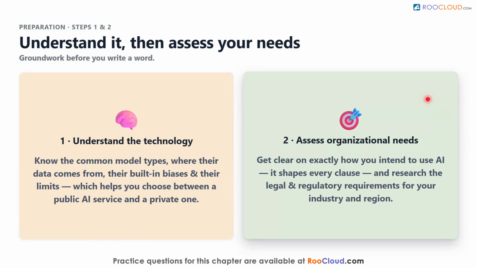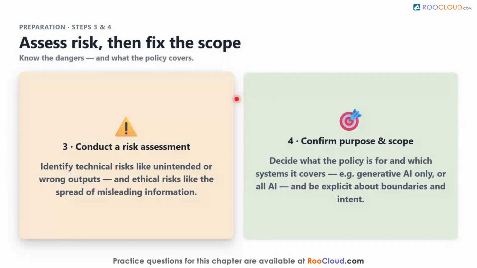Get clear on exactly how the organization intends to use AI, because that purpose shapes every clause in the policy. This is also the moment to research the legal and regulatory requirements specific to your industry and your region. The third step is to conduct a risk assessment, identifying both the technical risks, like unintended or wrong outputs, and the ethical risks, like the spread of misleading information.